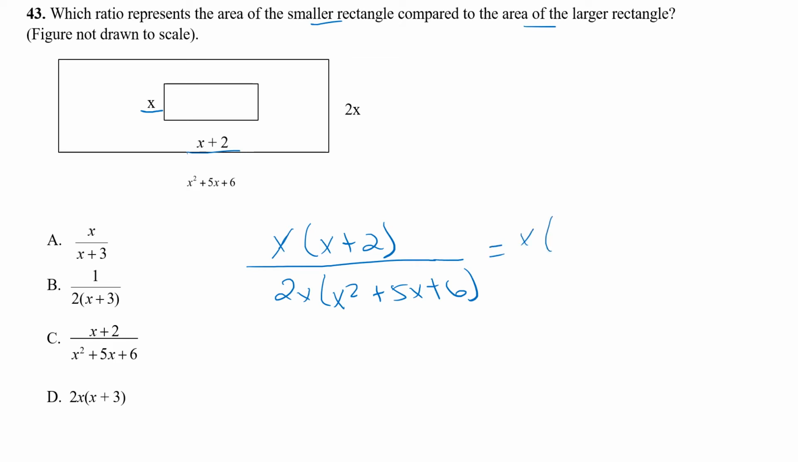I'm just going to bring over my x plus 2. That's an x. And then let's factor what's on the inside of the parentheses at the bottom here. Two factors of 6 that have a sum of 5 are 3 and 2. So if I factor this, that would be x plus 3 and x plus 2.